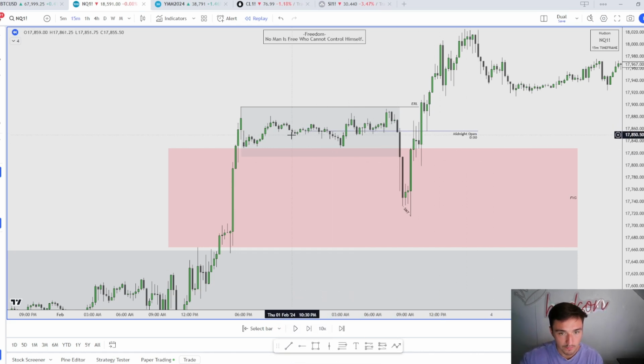What do we see? Well, we kind of see a double purge, right? We stop out all these buy stops, manipulate lower below midnight open inside of that key higher time frame PD array, distribution higher. Right here is your entry.